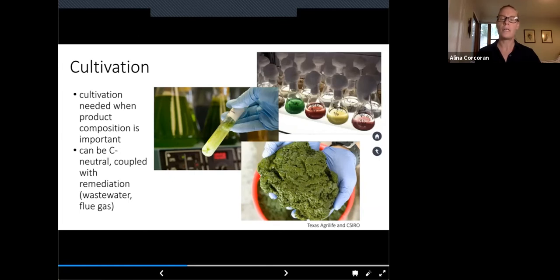Algal cultivation can be carbon neutral, so it can be coupled with remediation, for example, remediation of wastewater, or can use sources of flue gas. That said, the algal cultivation industries that exist right now do not necessarily do that. There are some farms that feed their ponds with CO2. There are farms that use agricultural fertilizers. So we have a little ways to go on the cultivation end of things.